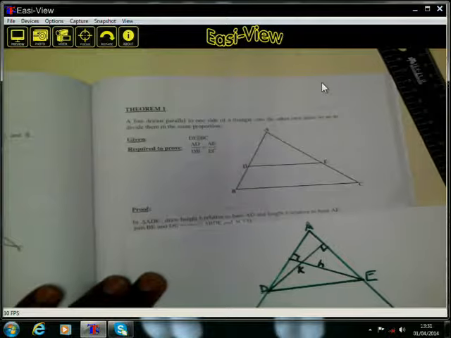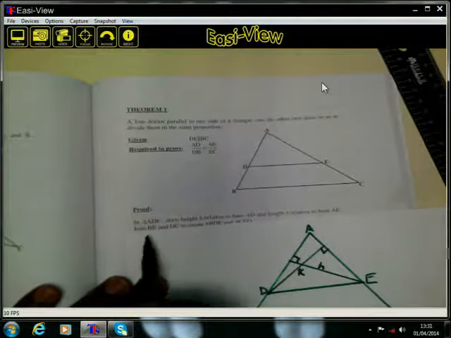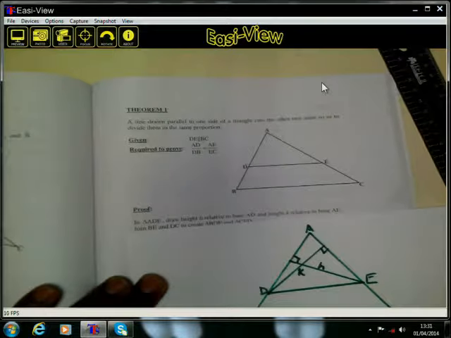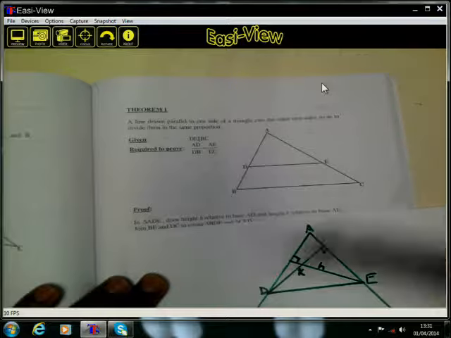If we go through, then they say, join BE. I must also join BE and DC.